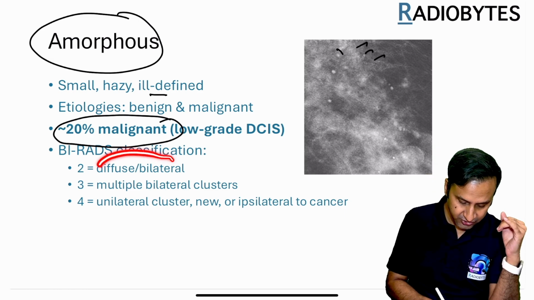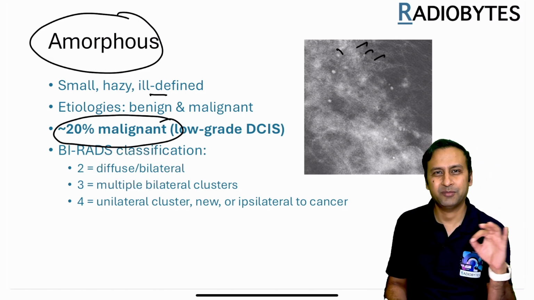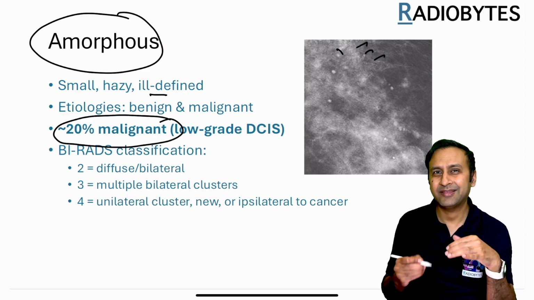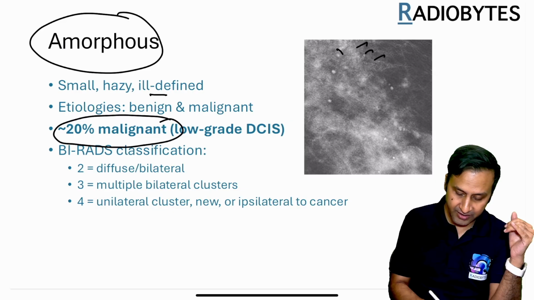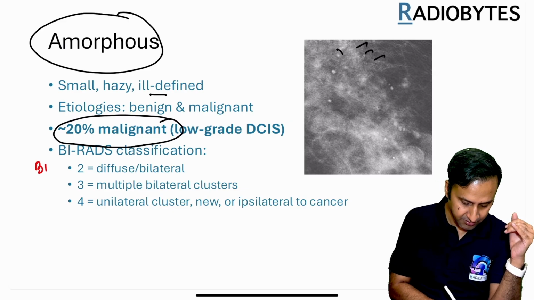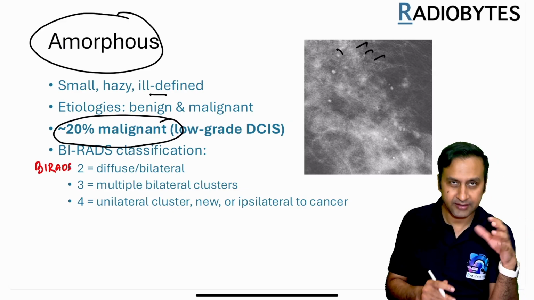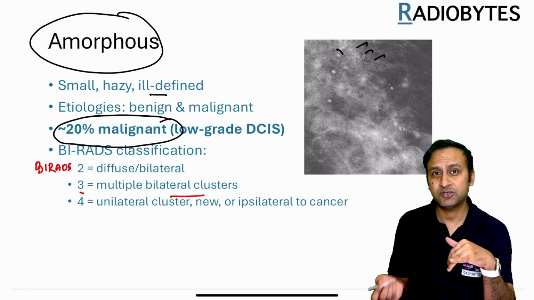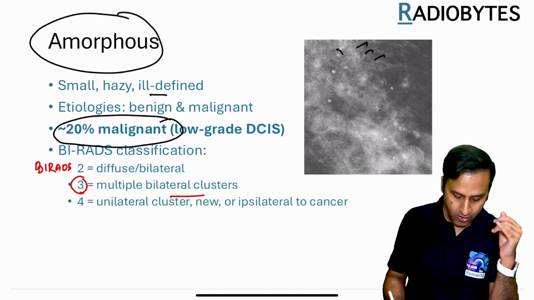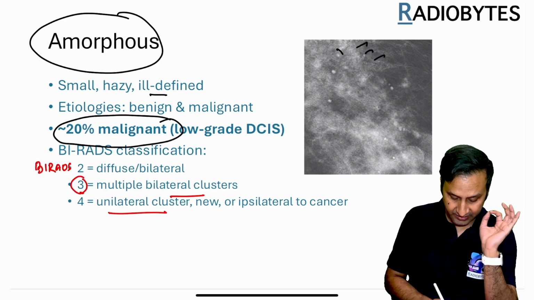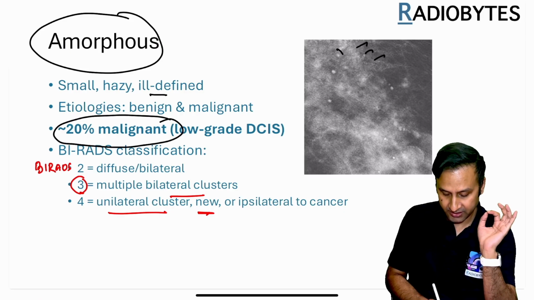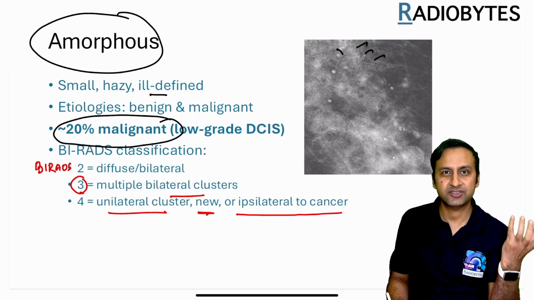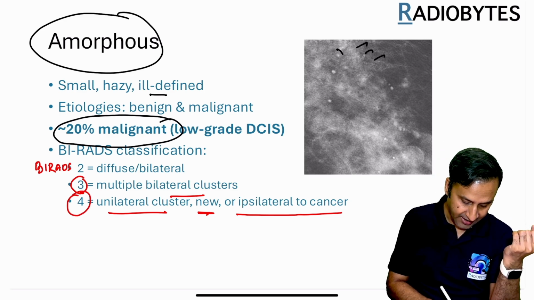We need to be concerned about these. When these calcifications are bilateral and diffuse, you know that they can't be malignant. If there are clusters which are multiple and bilateral, again, they're less likely to be malignant. So if we have to place them in a BI-RADS category, they will be BI-RADS 2 if they are multiple and bilaterally symmetrical. And if there are clusters, but there are multiple clusters bilaterally, it's going to be BI-RADS 3. Only when you have a unilateral cluster, and if there is a new finding which is appearing, or it is present very close to cancer. If you see a mass lesion and they're present in the vicinity, then you can directly call them BI-RADS 4.